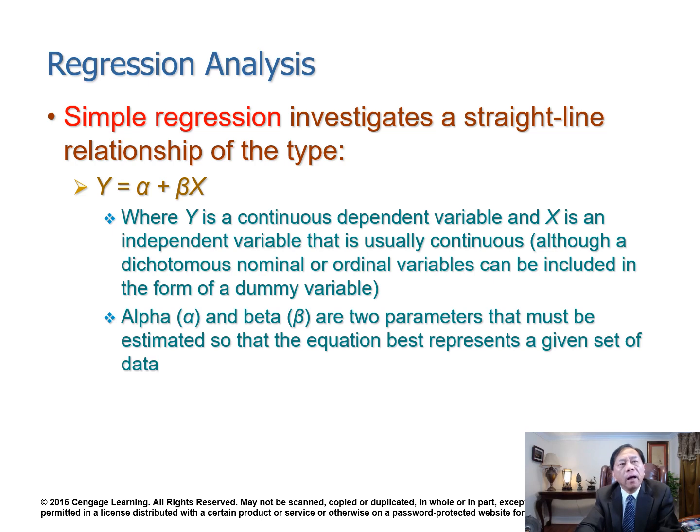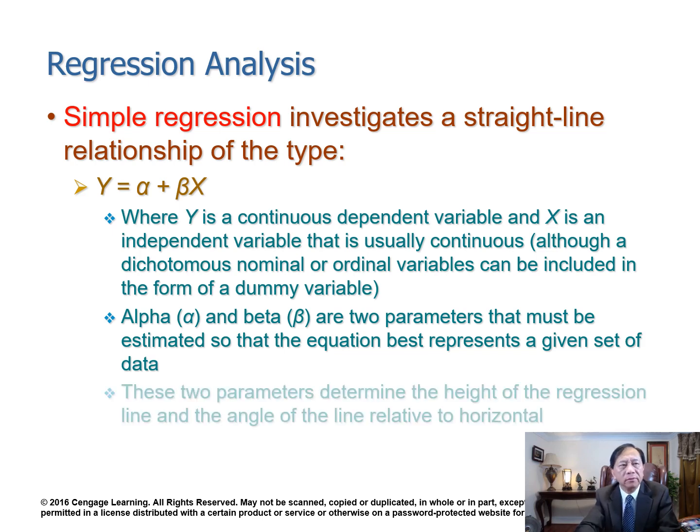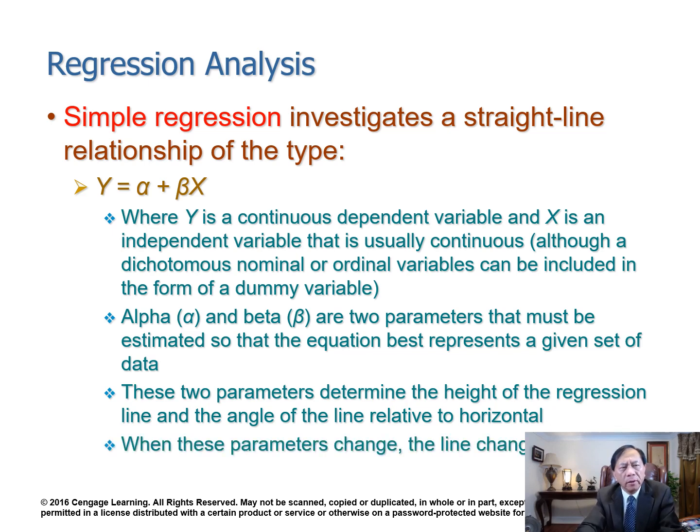Alpha and beta are the two parameters that must be estimated so that the equation best represents a given set of data. You can collect data with a lot of observations, where everyone has an income level, a lifelong earning number, and also a level of education, maybe education in years. These two parameters determine the height of the regression line and the angle of the line relative to horizontal lines. When these parameters change, the line changes as well.